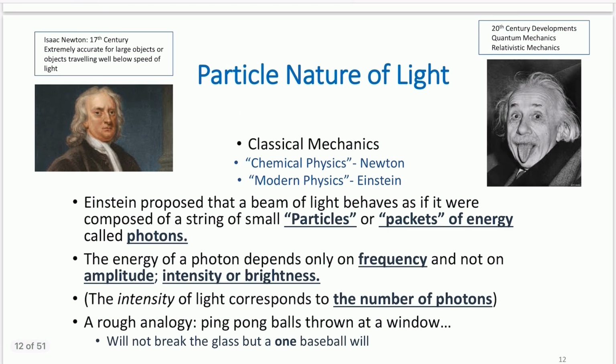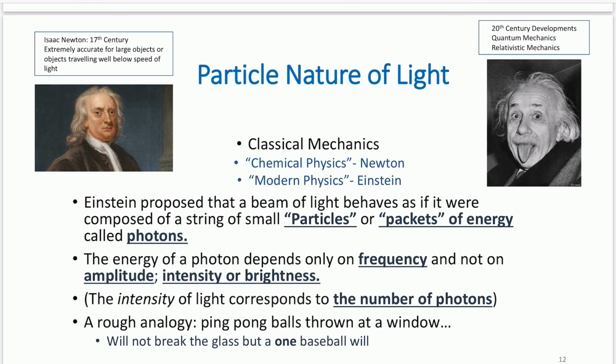So this brings us to Newton and Einstein. Newton, 17th century, worked on chemical physics, and he had an extremely accurate description for large objects or objects traveling well below the speed of light. 20th century, Einstein comes along and he develops quantum mechanics or relativistic mechanics, which we now know as modern physics. They're both correct is the biggest thing. They both were trying to describe how these particles were behaving.